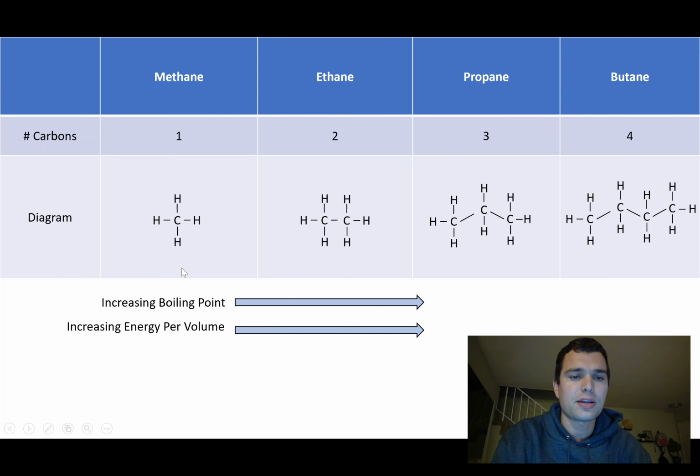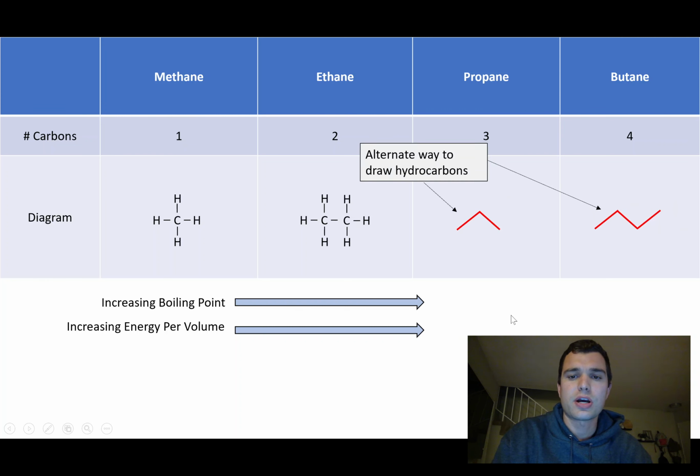The two properties that I want to highlight are increasing boiling point and increasing energy per volume. So methane is almost exclusively a gas. You've heard of liquefied natural gas. That's very cold temperatures and pressurized. But butane mainly exists as a gas, but if you cool it down and pressurize it a little bit, it will become a liquid.